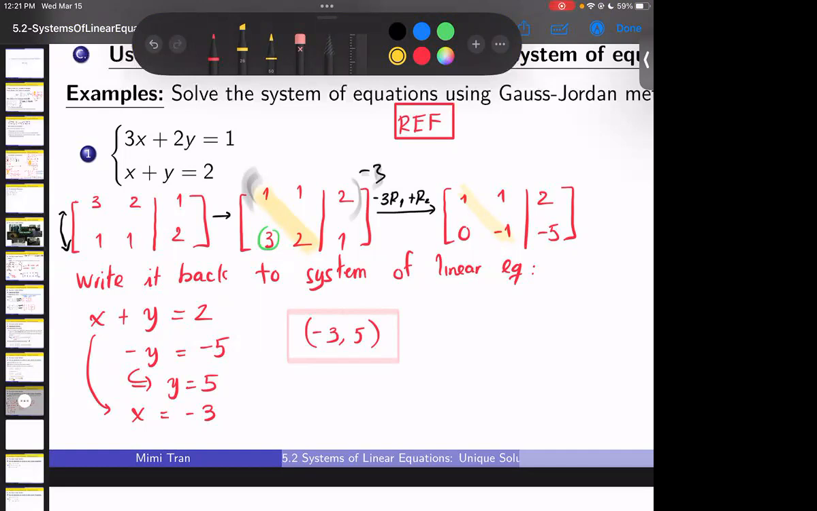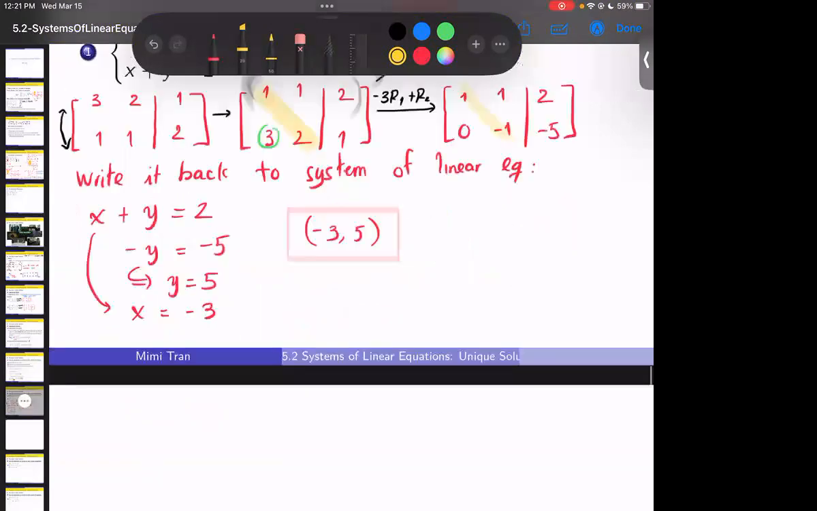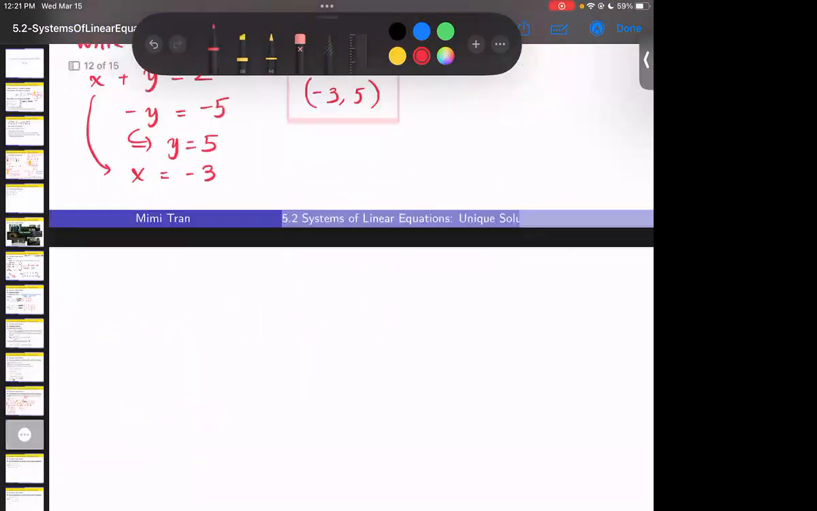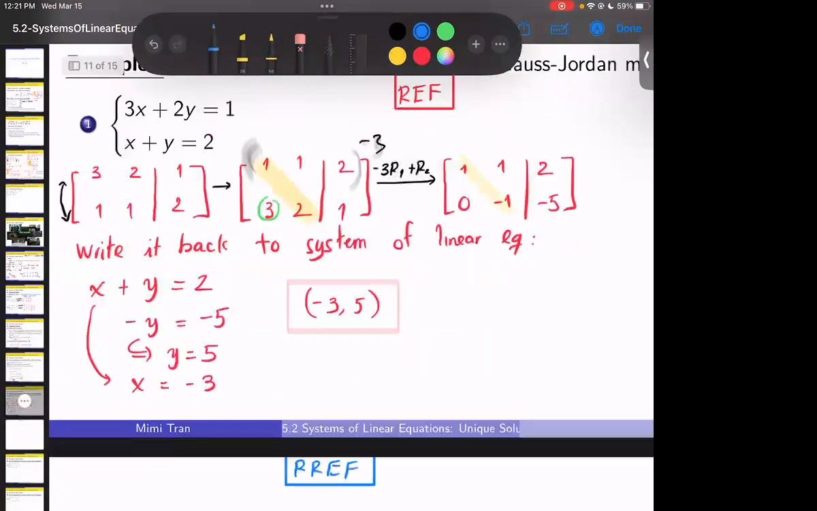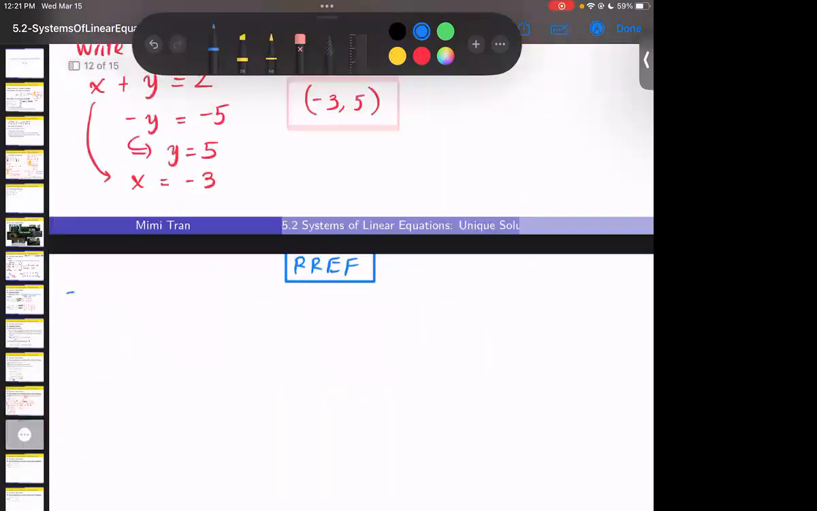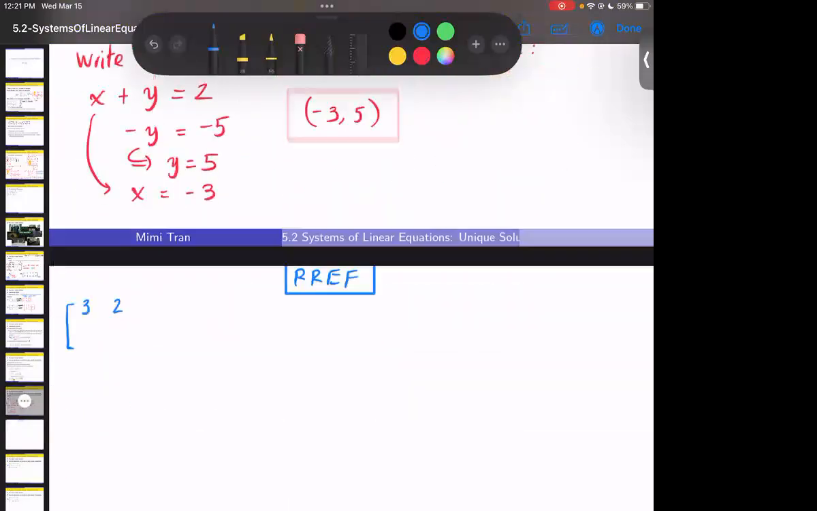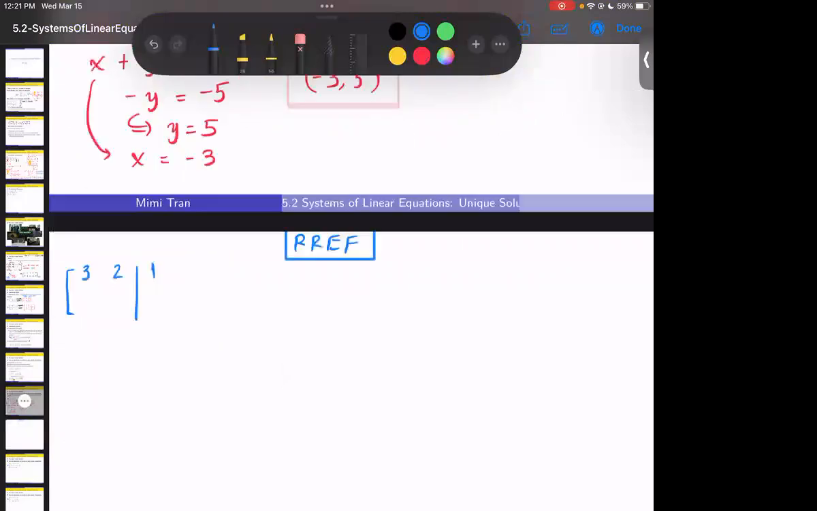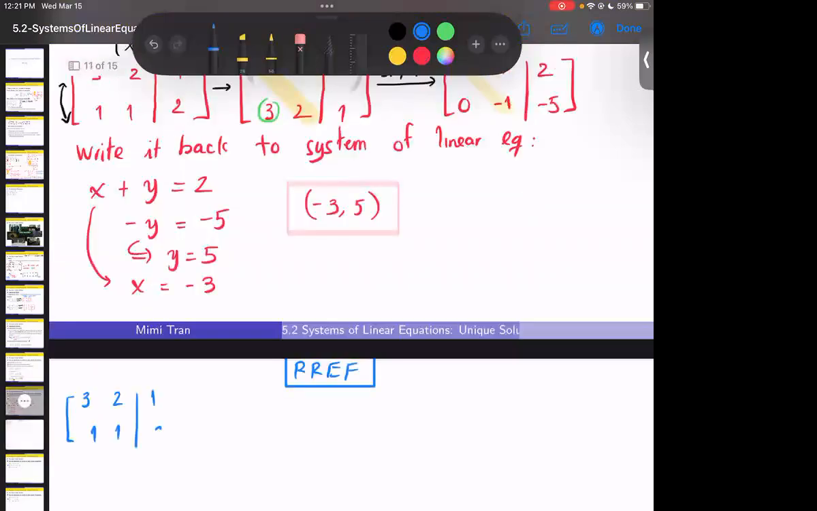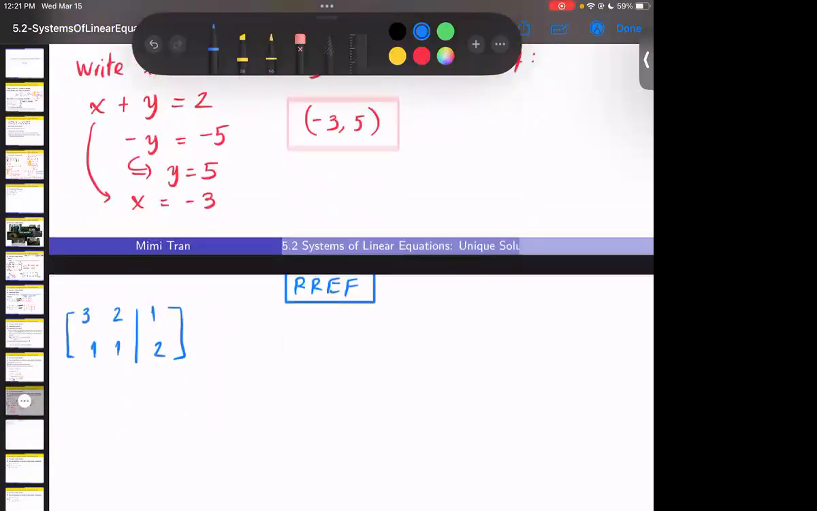I'm going to take my time with this problem. Let me show you the second method. It's called row reduced echelon form. I'll use blue. This is the one you should know. Row reduced echelon form. Let me rewrite that: 3, 2, 1, and 1, 1, 2. And we say we're going to flip.